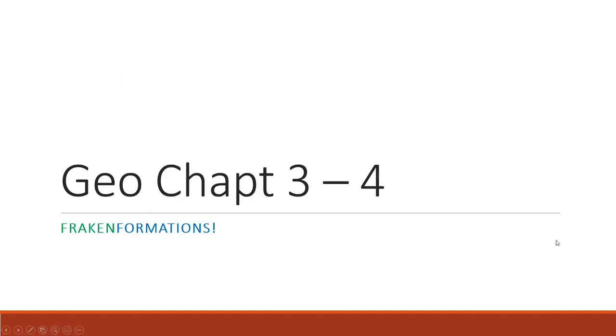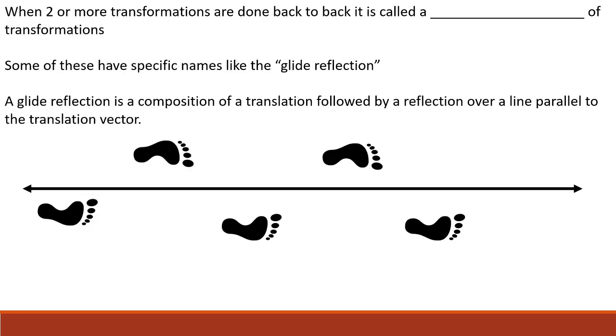This is going to be the video for chapter 3.4, which is on composition of functions. So we should probably define what a composition of a transformation is. When you have two transformations done back to back or in sequence of each other, that's what we call a composition. Again, apologize for any misspellings here.